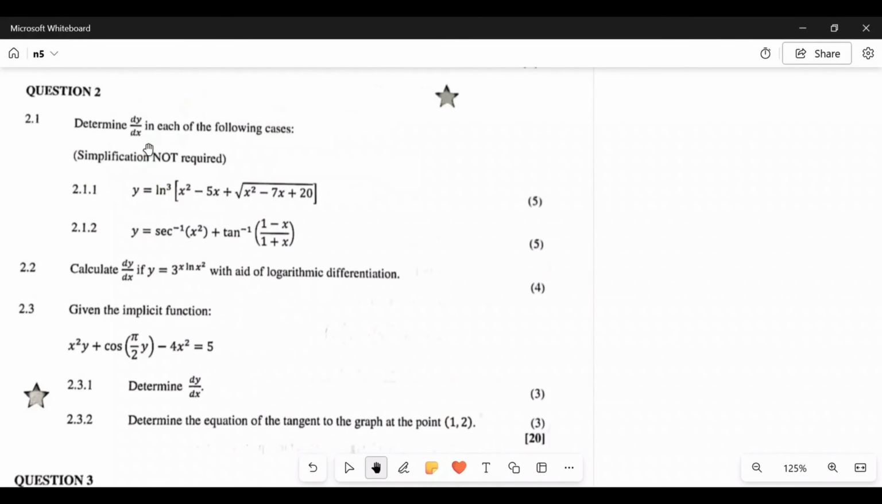Now here is our question 2. Question 2 is actually derivatives. It consists of 20 marks. Okay, so let's go and do question 2.1.